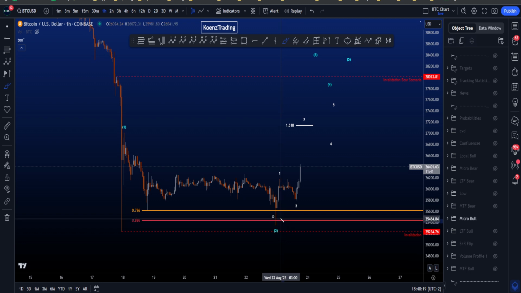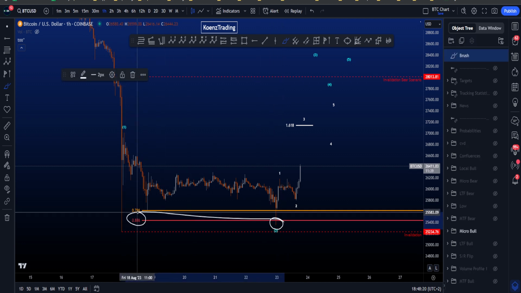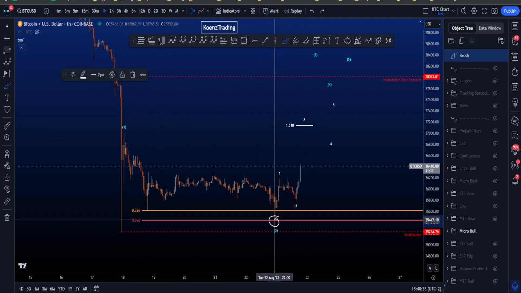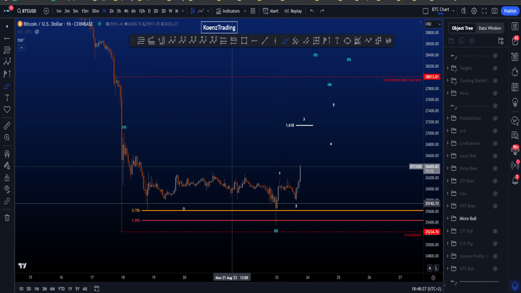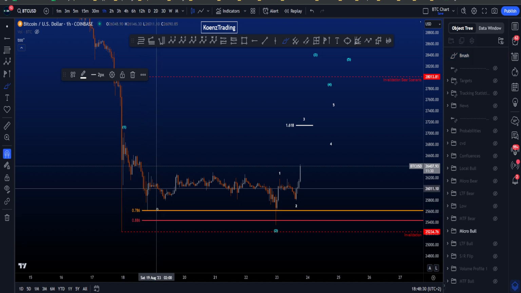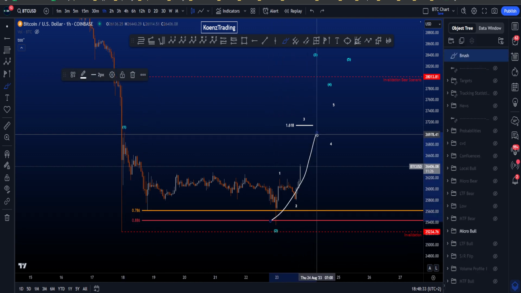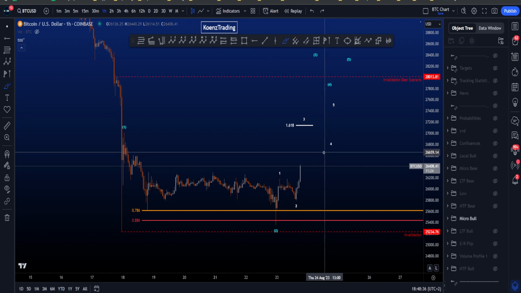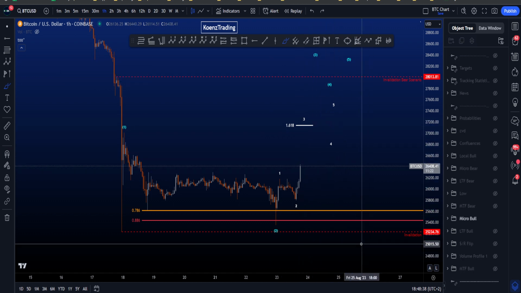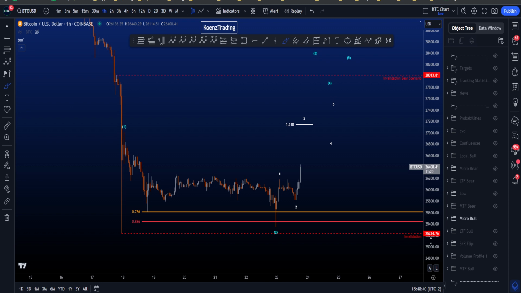However, you can also see that the 0.886 has been tagged. Now, of course, we did tag it with a big wick and closed above the 0.786, so that at least is positive. However, hitting the 0.886 is very deep for a wave 2 and increases the probabilities of the move to the upside being a wave C, which would match the bearish scenario for then another low. So that is, from a probabilities perspective, something that we have to keep in mind.